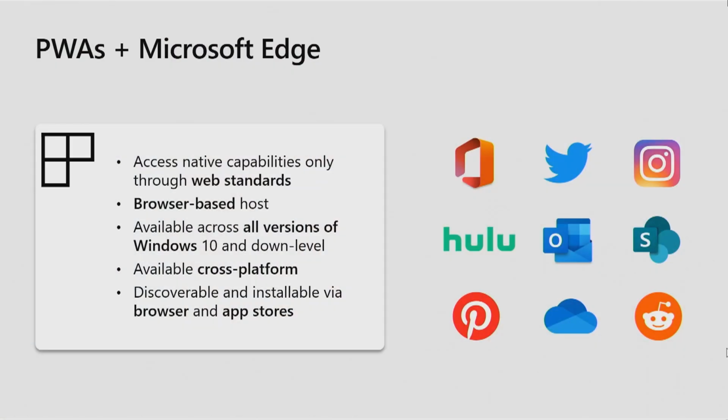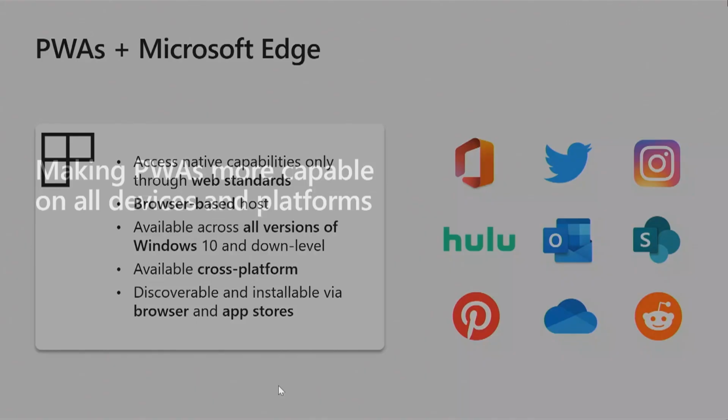And so we're partnering closely with app developers, building a range of rich app experiences to understand their needs. From mobile-first social media and media streaming apps like Hulu and Twitter and Instagram and Pinterest and Reddit, to enterprise and productivity apps that have a powerful legacy of desktop usage, like Microsoft Office, Outlook, OneDrive, and SharePoint.